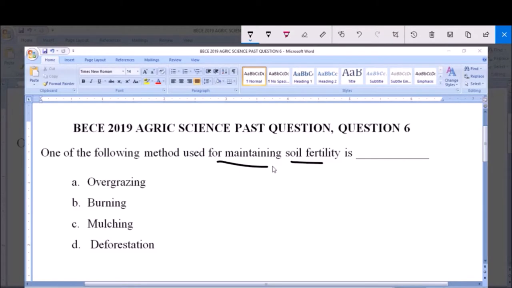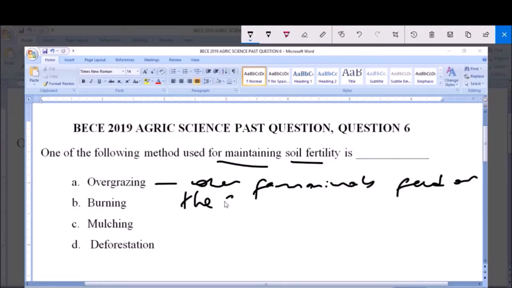And like you know, soil fertility has to be maintained for maximum plant production. That is, when soil fertility is maintained, when the nutrients of the soil are kept, this will enable maximum plant production. Now option A here says overgrazing. Overgrazing means when farm animals feed on the grasses excessively, that's overgrazing.